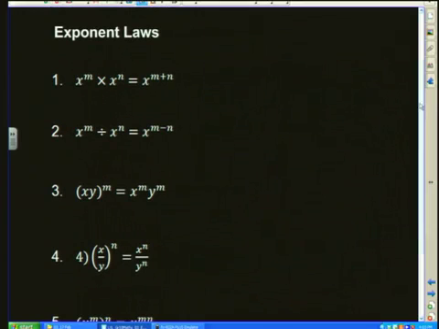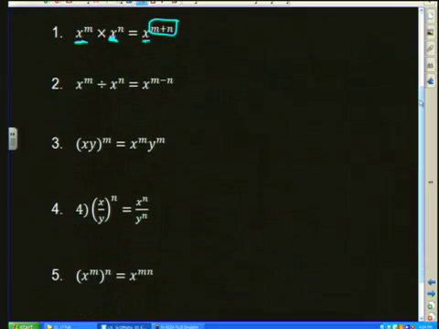So the first law says when you multiply exponents with the same base, so as you can see here, our bases x and x are exactly the same. When you multiply exponents with the same base, you add the powers. All right, so I've got x to the power of m times x to the power of n. Because the bases are the same, I keep the x and I add the powers. All right, something most of you will already be familiar with.